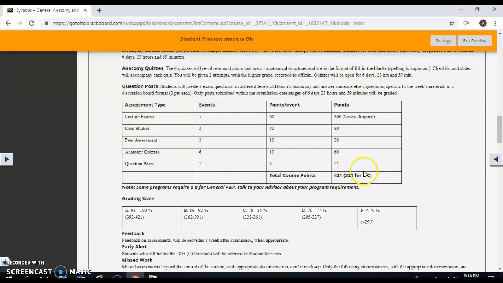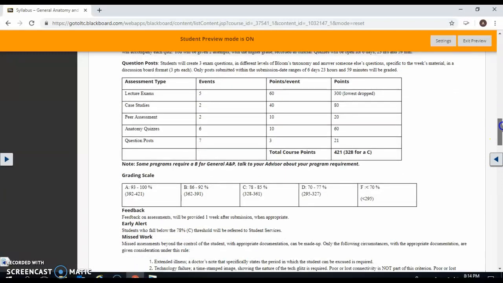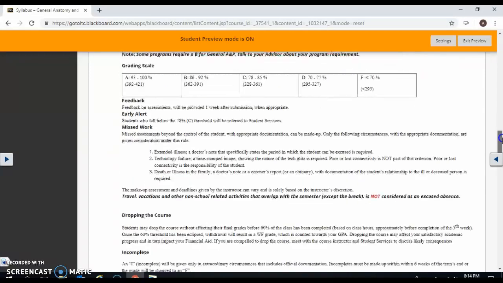So I am going to go all the way to the points. There are 421 points, and 328 points is required for a C. Not 326, not 327, 328. There's also a breakdown by points and by percentage for letter grades. I'll note that in Lakeshore we don't do minus grades. We don't have A minus, B minus, B plus, and so on and so forth.